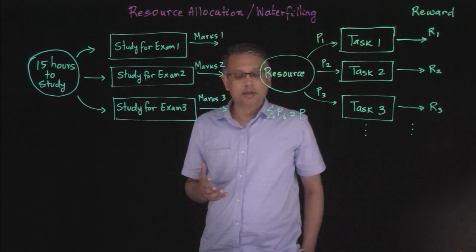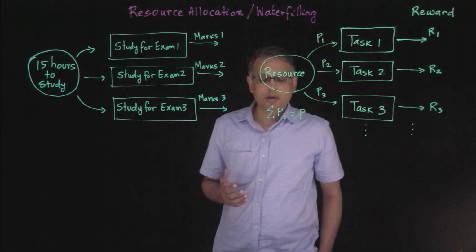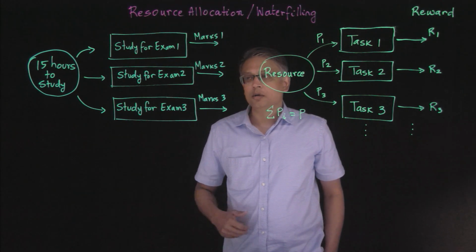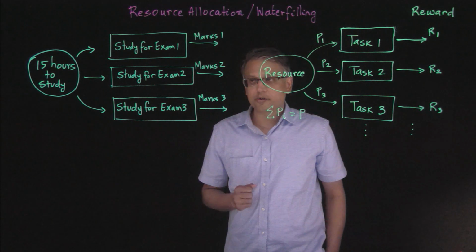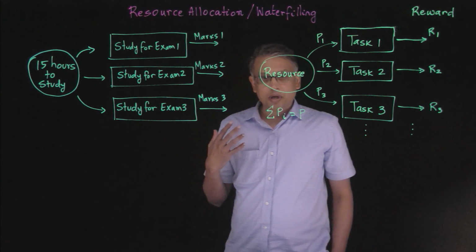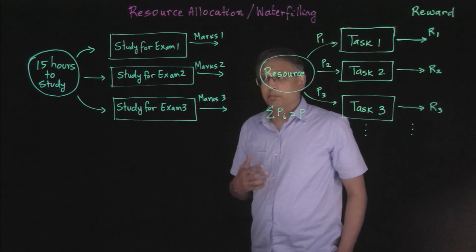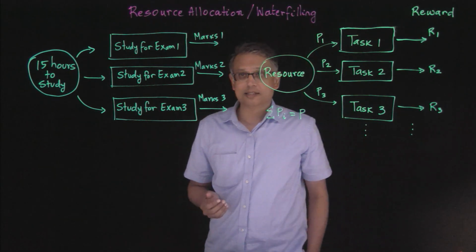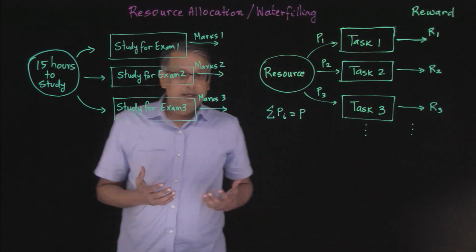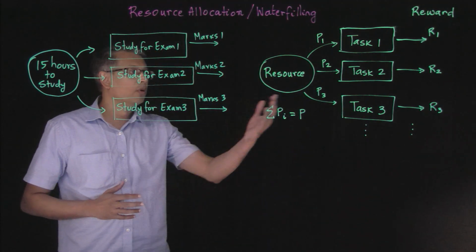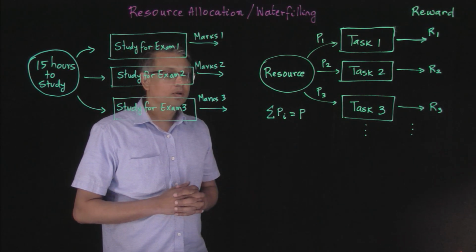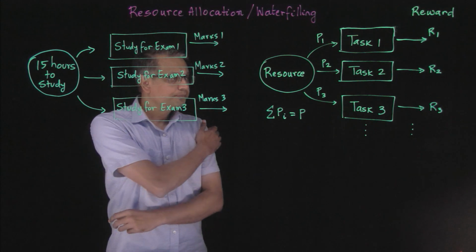A typical decision that you have to make at this time is to decide how you are going to spend these 15 hours between studying for these 3 different exams. Now, the marks that you get in these exams depends on how much time you study for these exams, right? Now, this is a particular example or an instance of a more general optimization problem called a resource allocation problem.